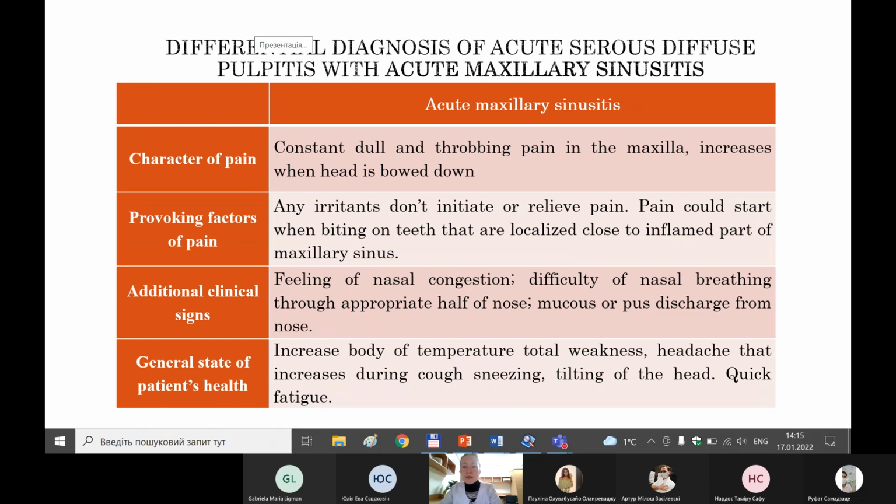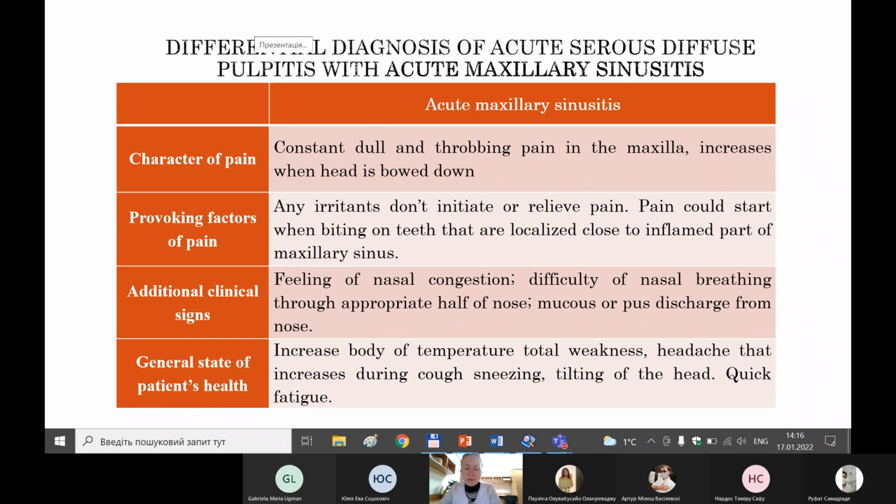Another disease that we need to differentiate acute serous diffuse pulpitis from is acute maxillary sinusitis. In the case of sinusitis, pain is constant, dull, and throbbing in the maxilla, and increases when the head is bowed down. It is a typical pathognomonic symptom for sinusitis. It is not typical for pulpitis. Provoking factors of pain: any irritants don't initiate or relieve pain.